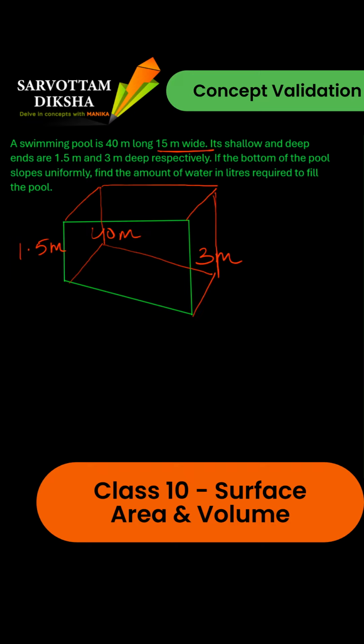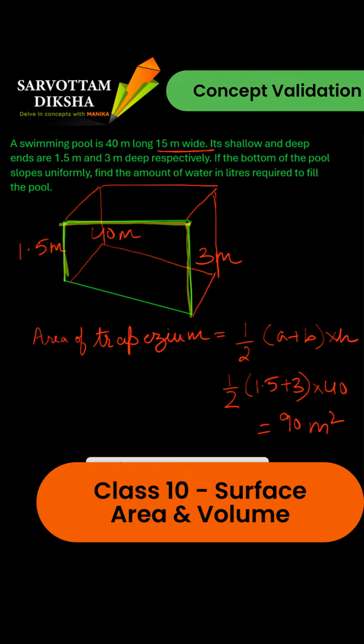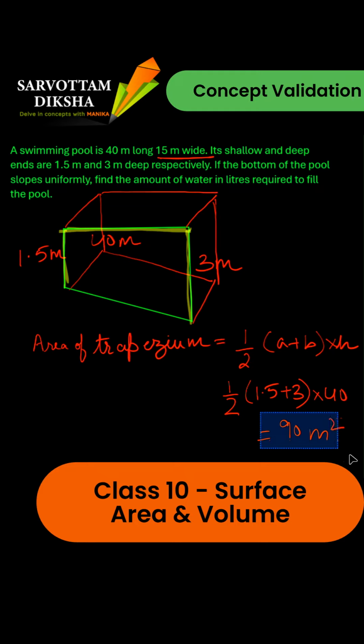So where are the parallel sides? These are my parallel sides, 1.5 and 3 meter. This is the height because it is perpendicular to both the parallel sides. So I can easily find the area of this trapezium. Half into a plus b into h, and I have got the area of this trapezium as 90 meters square.